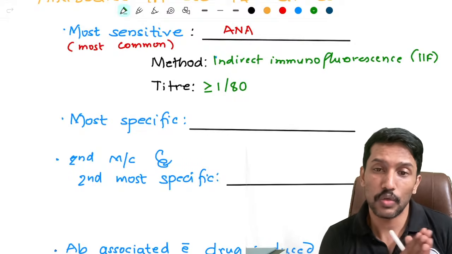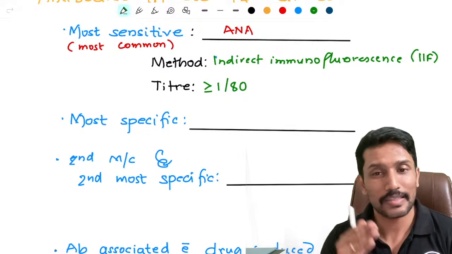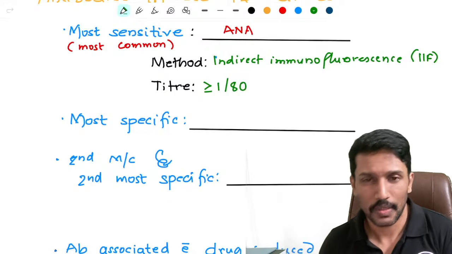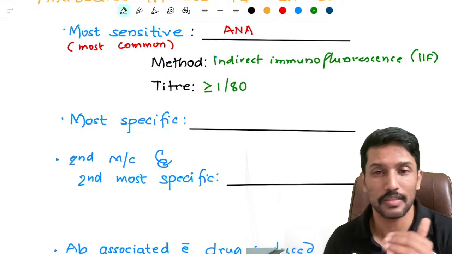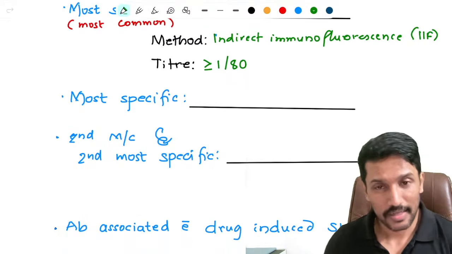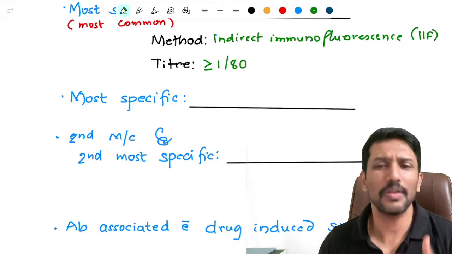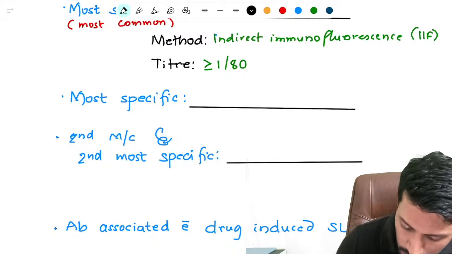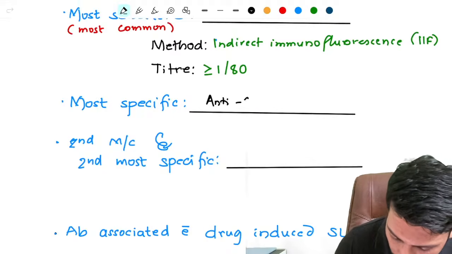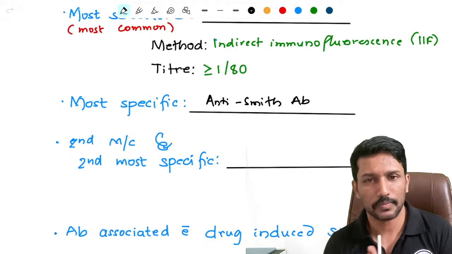But ANA, though most sensitive, will be seen in the majority of SLE patients. It is not specific. As I've already told you, it is positive in common individuals also. So just because someone has ANA positivity, it does not mean he has SLE. If I want to do a test which confirms that he is indeed a case of SLE, it should be highly specific. And the most specific antibody test that we can do in these patients is anti-Smith. Anti-Smith antibody is the most specific antibody.